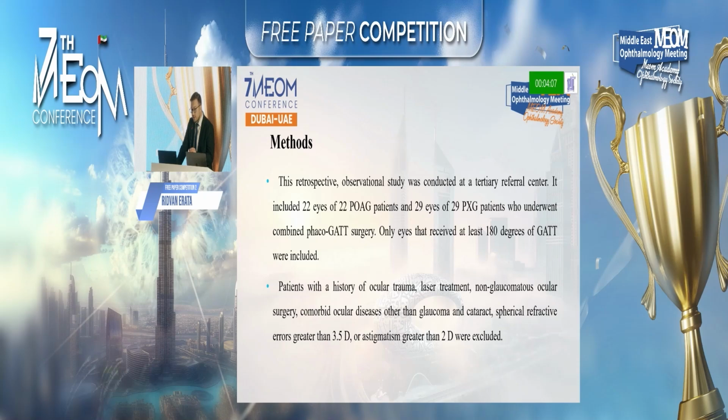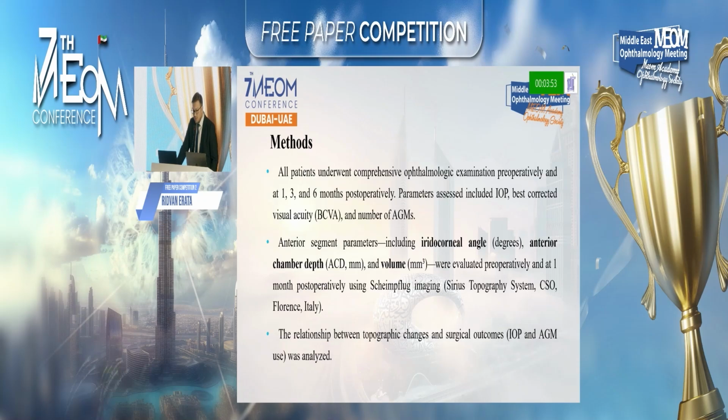It included 22 eyes of 22 POAG patients and 29 eyes of 29 PXG patients who underwent combined phaco-GATT surgery. Only eyes that received at least 180 degrees of GATT were included. All patients underwent comprehensive ophthalmologic examination preoperatively and at 1, 3, and 6 months postoperatively. Parameters assessed included IOP, best-corrected visual acuity, and number of anti-glaucoma medications.